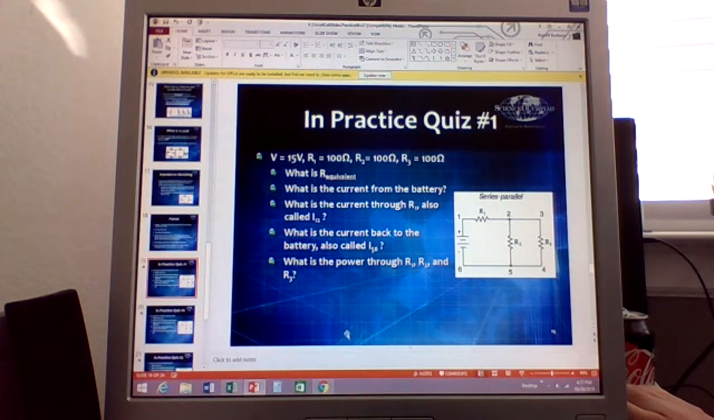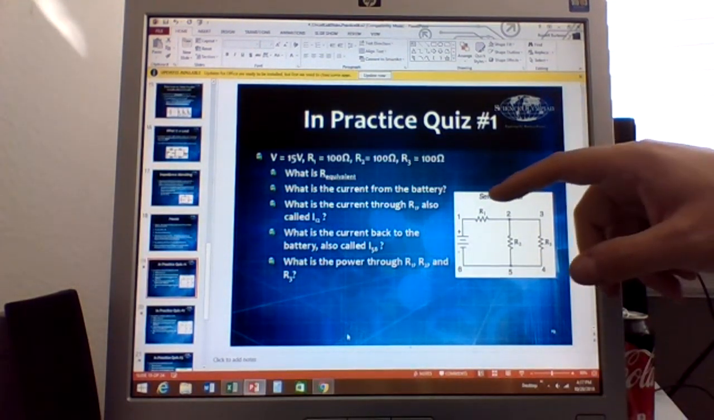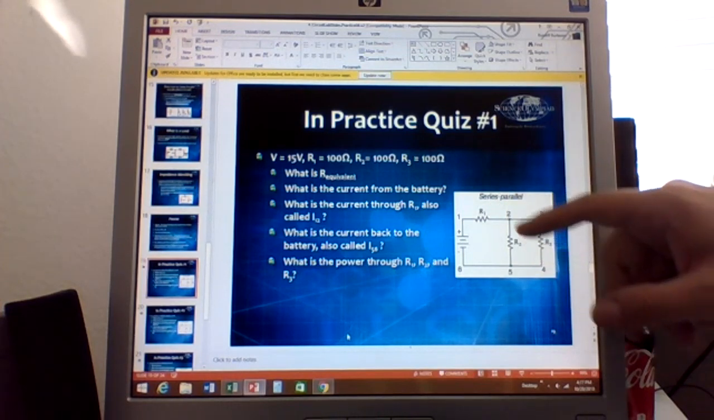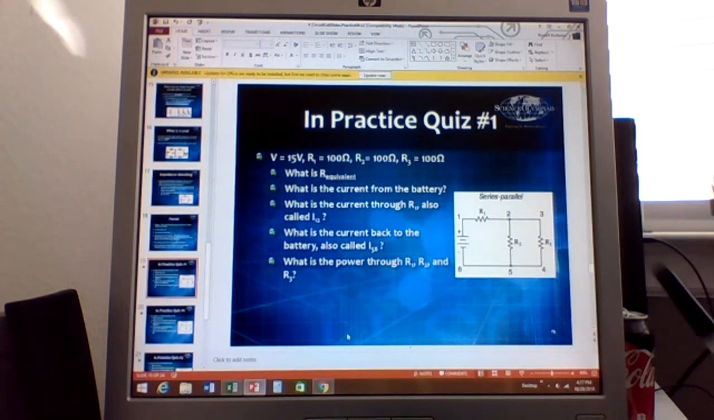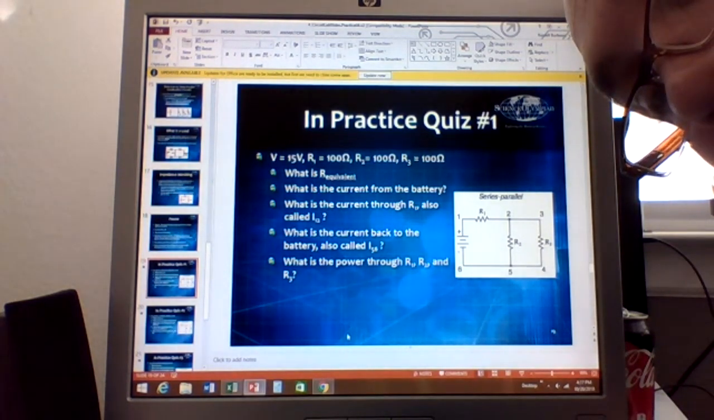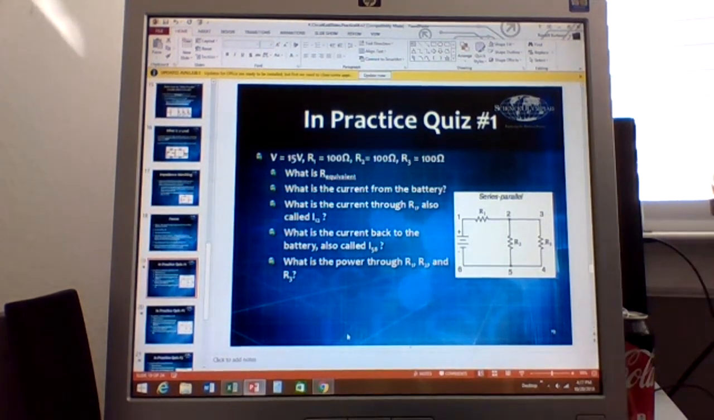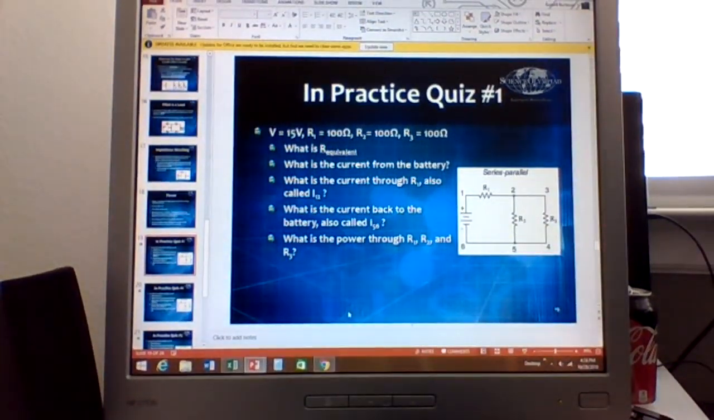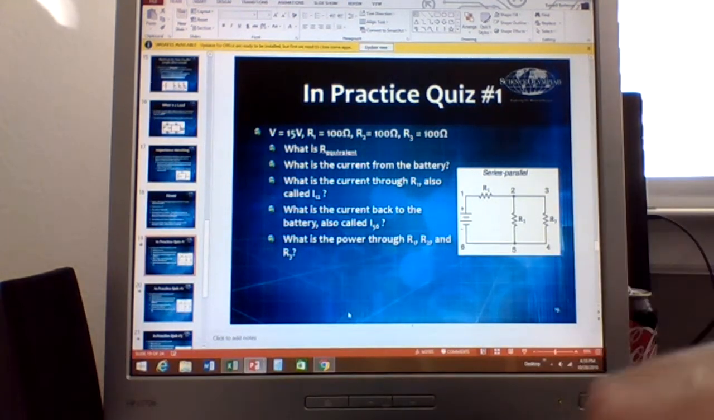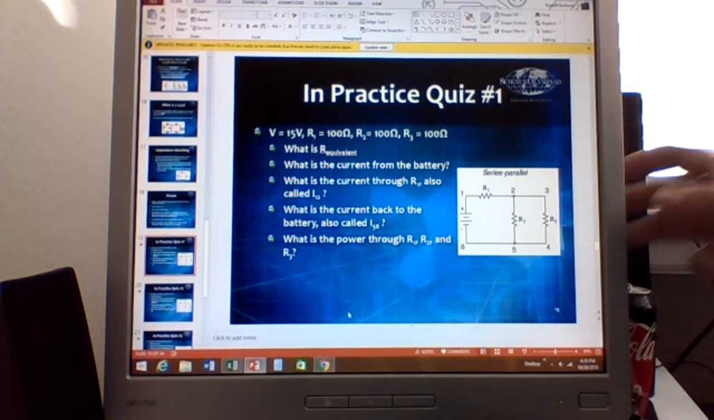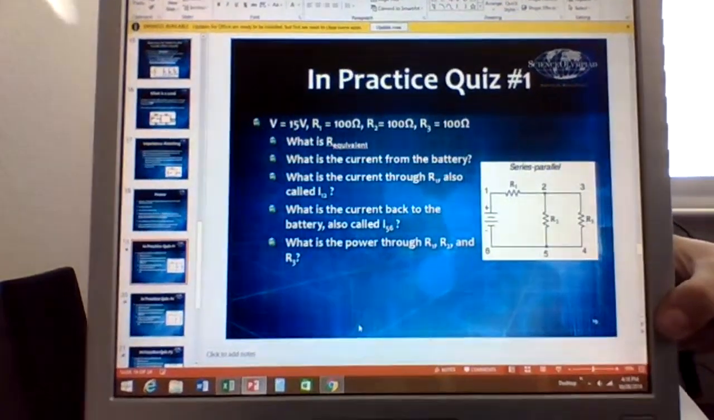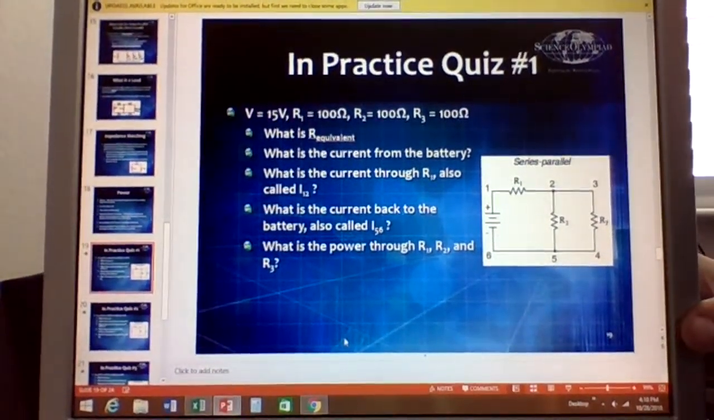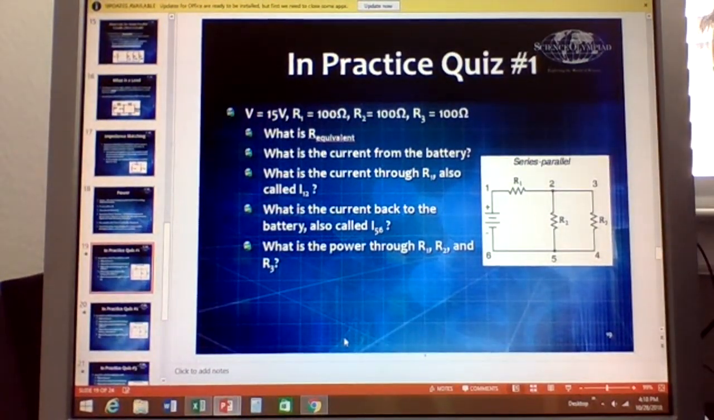So in this particular case, this is a very simple case. All the resistors are 100 ohms. So which two should we combine first? And by the way, if you're having problems reading this, you can just open up the practice quiz. Any ideas?